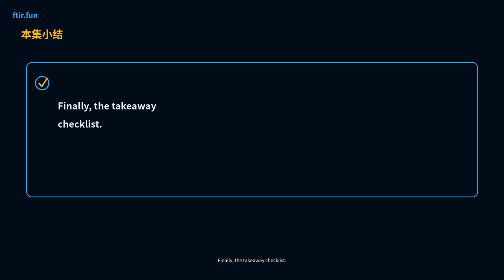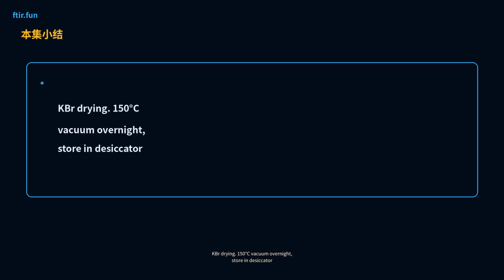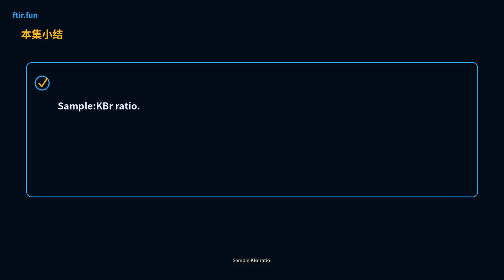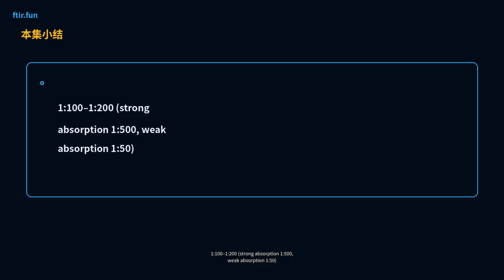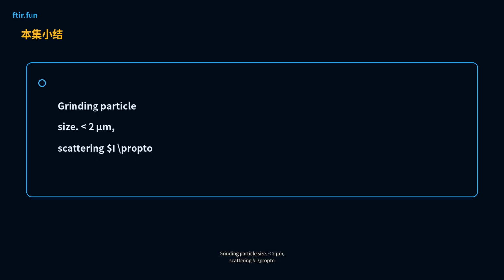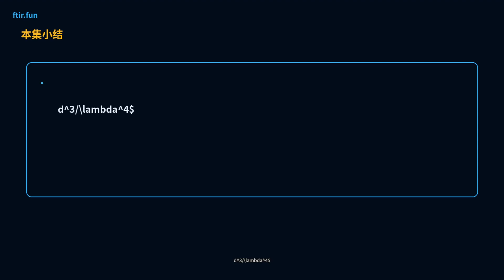Finally, the drill: key points. Make sure you can recall each item. Key point: KBr drying, 150 degrees C vacuum overnight. Store in a desiccator. Sample to KBr ratio: 1:100 to 1:200 for strong absorption, 1:500 for weak absorption. Grinding particle size under 2 micrometers. Scattering intensity is proportional to 1 over wavelength to the fourth power.